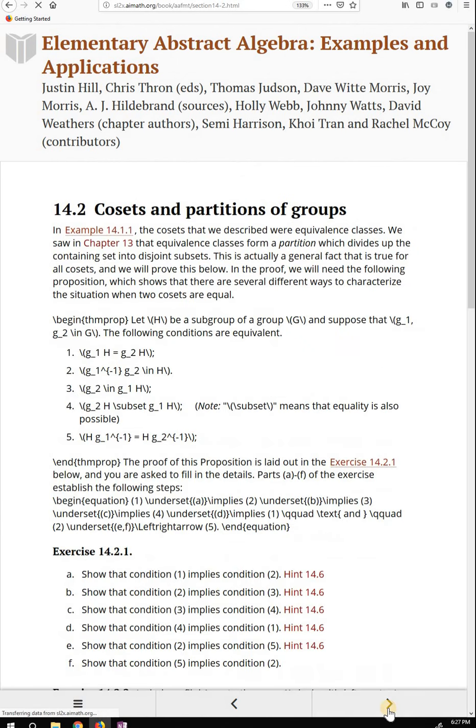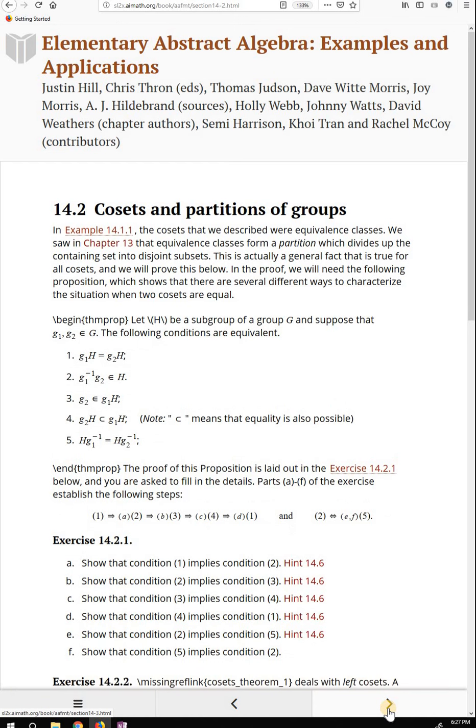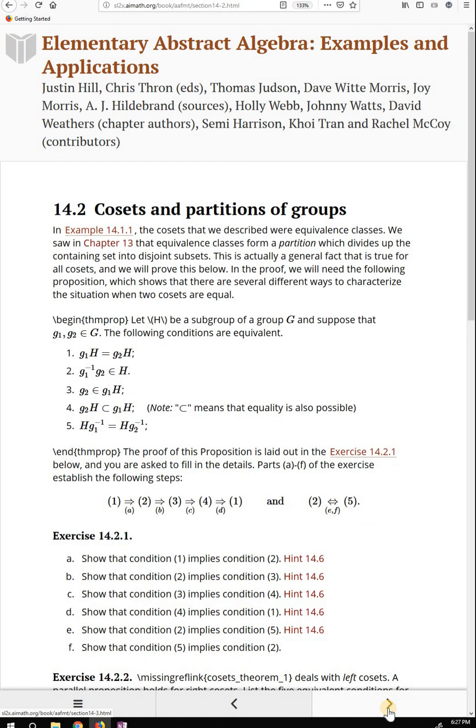Now, I've already mentioned that cosets divide up the group into smaller sets. It's your slices of raisin bread. So what does that mean? That means that the sets have to be disjoint and they have to give you the entire set.